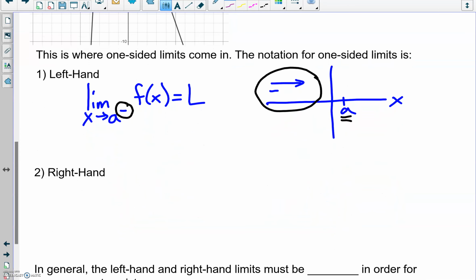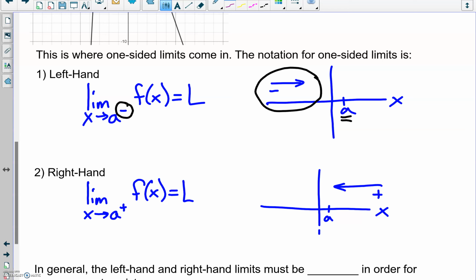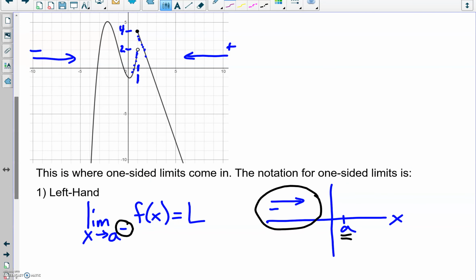So for the right hand, you might be able to guess what this would be. I'm going to go ahead and write it here. And the only difference for the right hand is that your superscript is now a positive, telling you you're coming in from the positive side of the x-axis and moving your way in until you get close to that target value of A. So for the left hand limit, you have that negative, you're coming in from the negative side, the left side of the x-axis. For the right hand limit, you're coming in from the positive side, the right side of the x-axis, to get close to that A. So up above here, we would be able to say that the left hand limit was 2, and the right hand limit was 4 in that graphical example as we approach that 1.